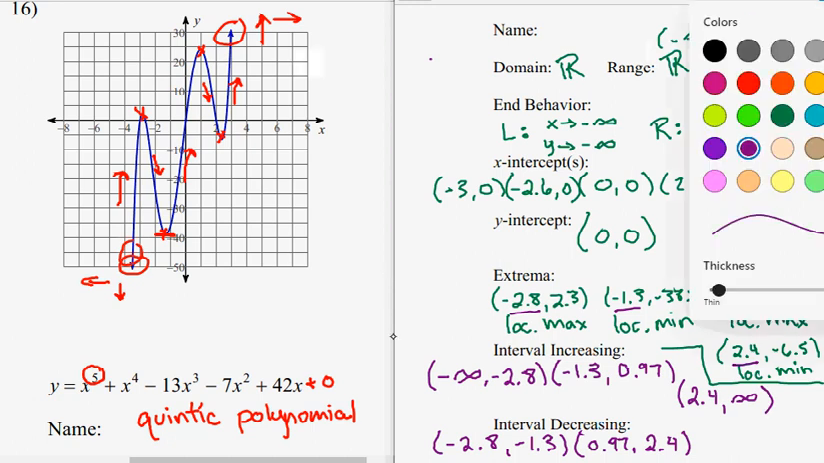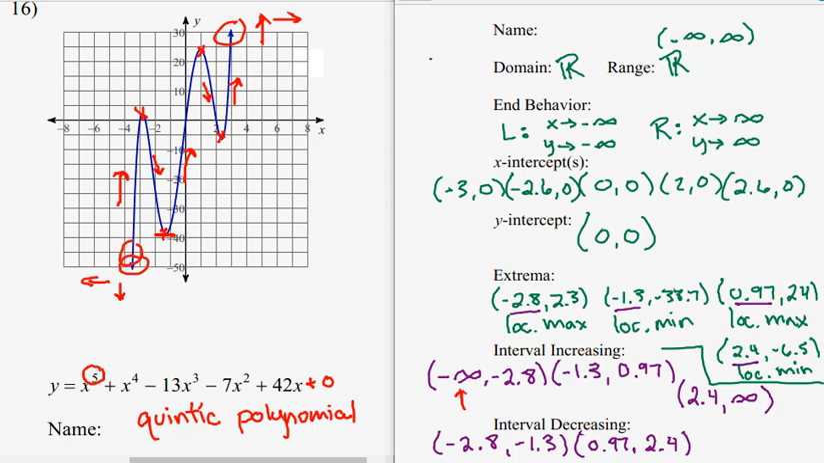All right, and before I sign off, I'll just point out again, the domain is all reals. So the bookends for the intervals are negative and positive infinity, and in between you have all your local minimum and local maximum x values that are separating your increasing and decreasing intervals.